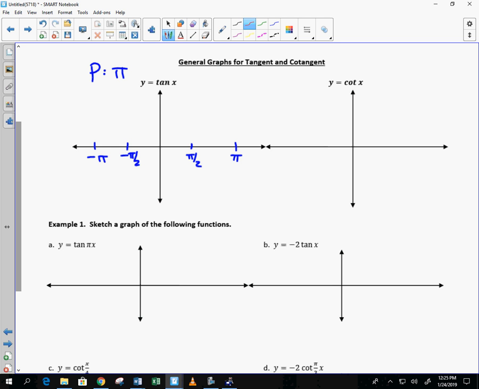Now, remember, tangent was equal to 0 at the period. So every time I have pi units, I mark off 0. What happened halfway in between? Vertical asymptote. So halfway in between, I have these vertical asymptotes.